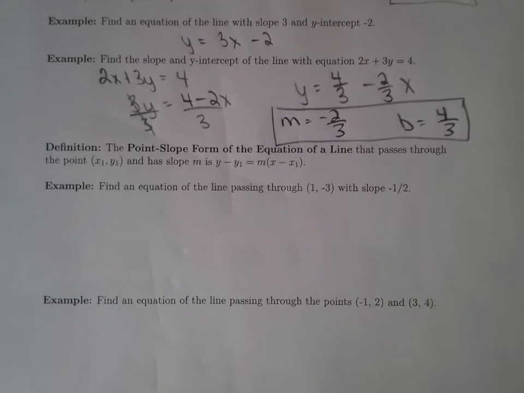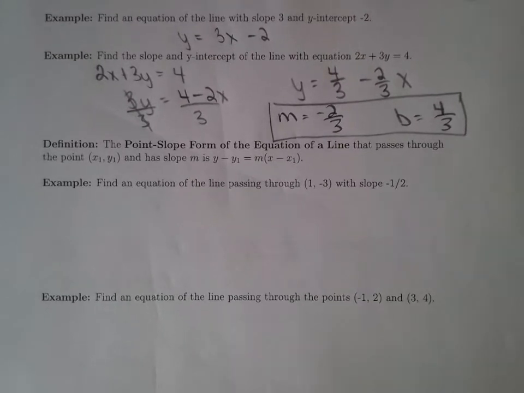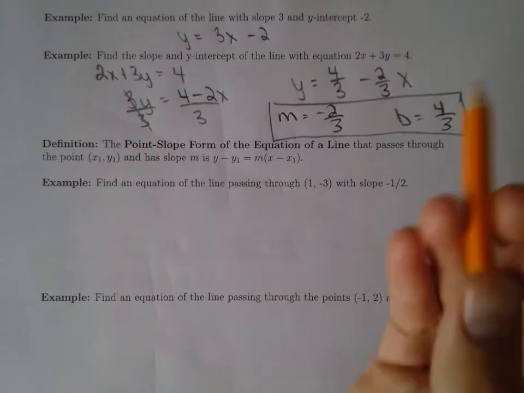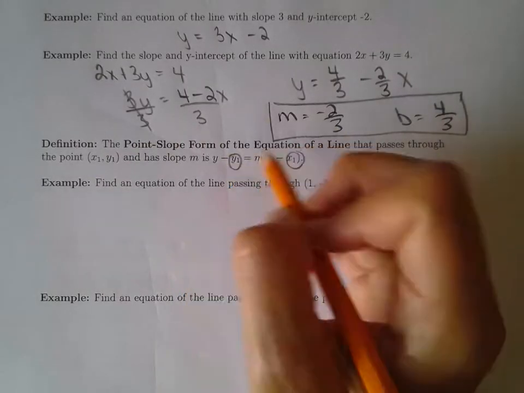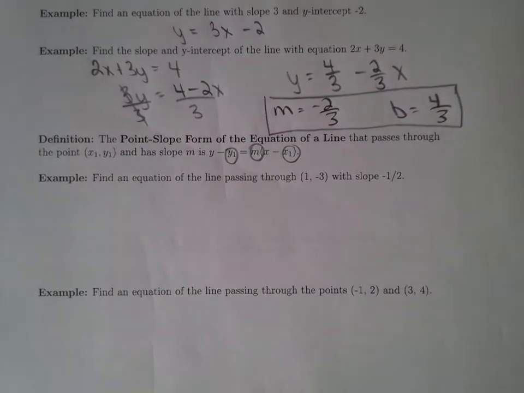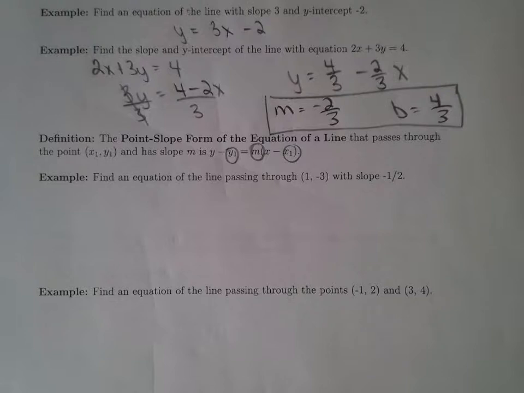Next definition, the point-slope form of the equation of a line that passes through the point x1, y1 and has slope m is y minus y1 equals m times x minus x1. So now we have a different way of writing a line. It's called the point-slope form because you're given a point, x1, y1, and you're given a slope. First example is find an equation of the line passing through 1, negative 3 with slope negative 1/2.